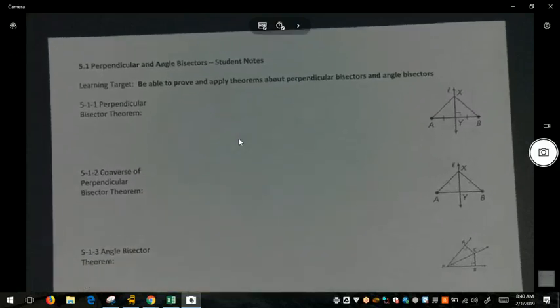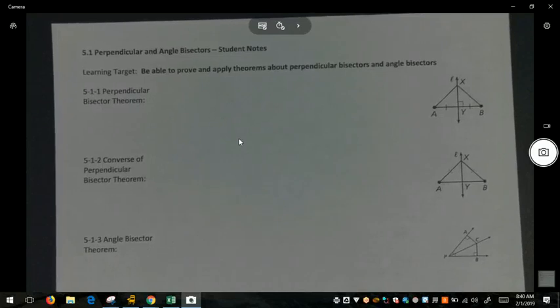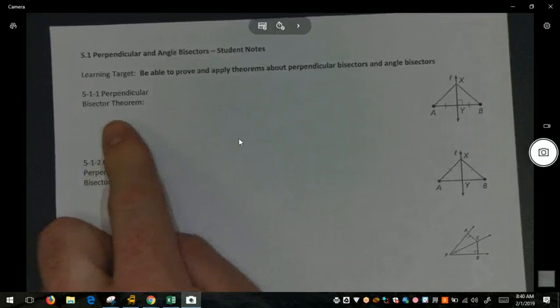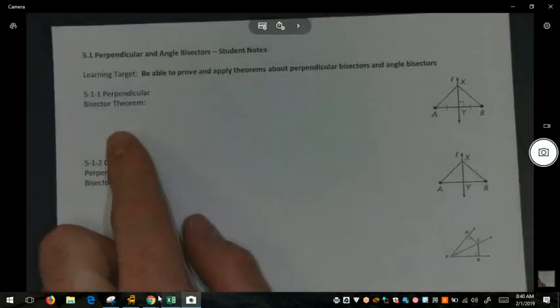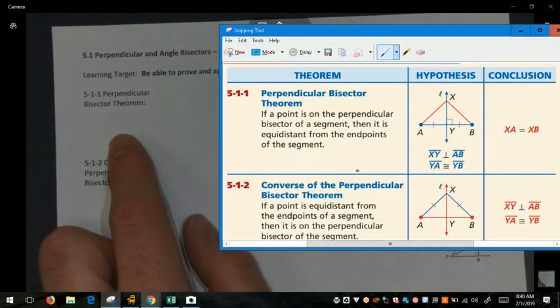There are two theorems that we're going to be looking at and working with in this section, as well as their converse theorems, so 4 theorems in total. Start with the perpendicular bisector theorem. We're going to pull up the formal definition from the book that you can write down.